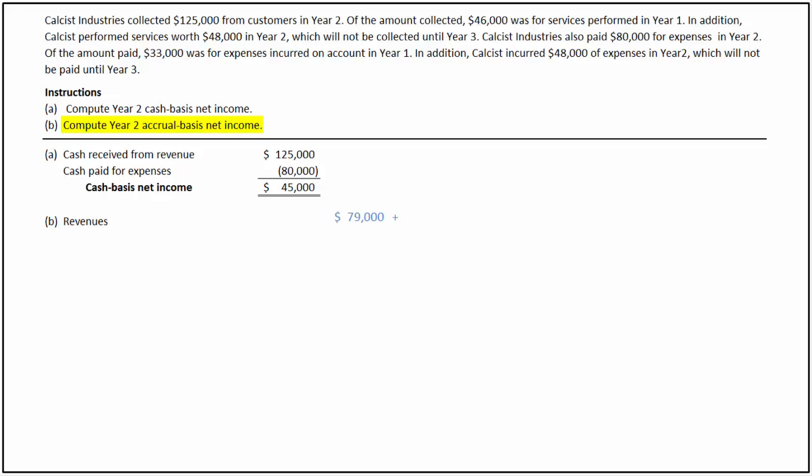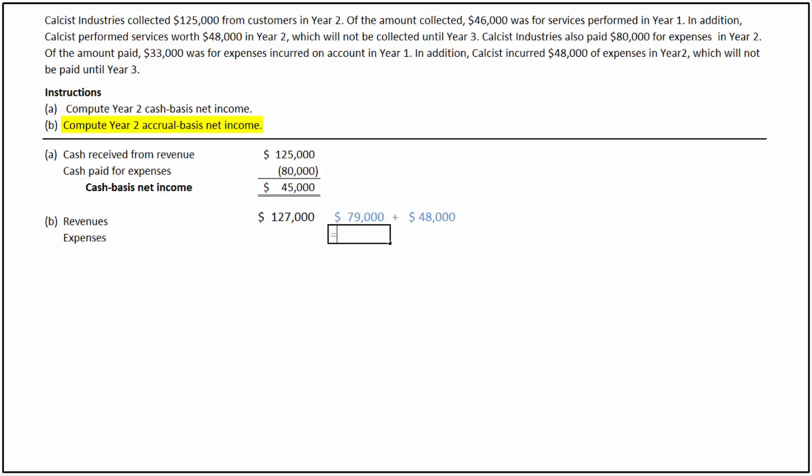In addition, Calcis also performed services worth $48,000 in year 2, which will not be received until year 3. In this case, Calcis records revenue worth $48,000 in year 2 when it performed the service, rather than in year 3 when it receives the cash. Therefore, the total revenue earned in year 2 amounts to $127,000.